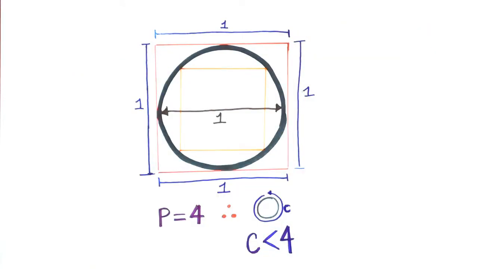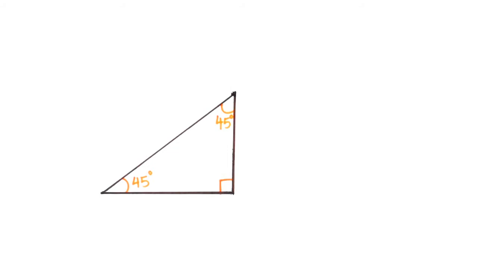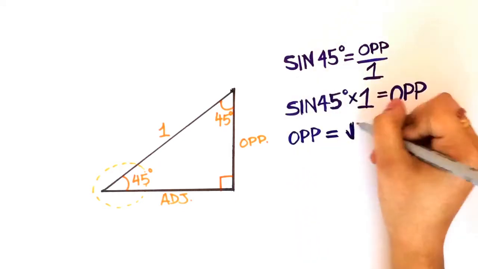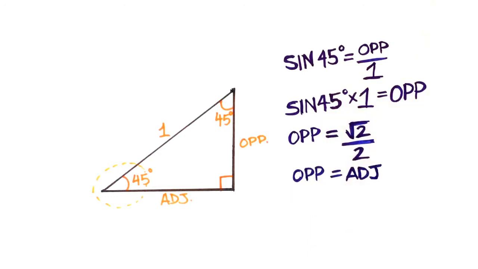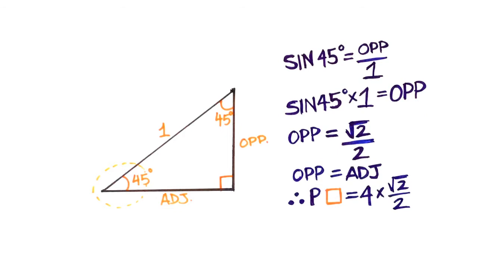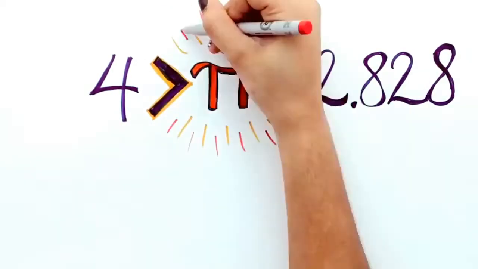Clearly, the circumference of this circle is greater than the perimeter of the square. We can figure out the length of one side like so. We know that the hypotenuse of this triangle is 1, and we do not know the opposite or adjacent sides. Since they're equal, we can solve for any of them. Sine 45 equals opposite over 1. The opposite side is equal to root 2 over 2. Opposite equals adjacent, and we know that the perimeter of this square is equal to 4 times root 2 over 2, which gives us approximately 2.828. In this case, we know that pi is less than 4, but greater than 2.828.